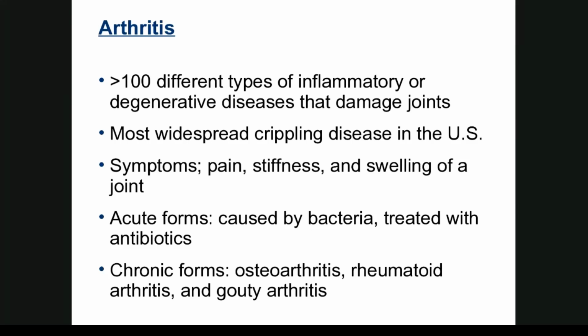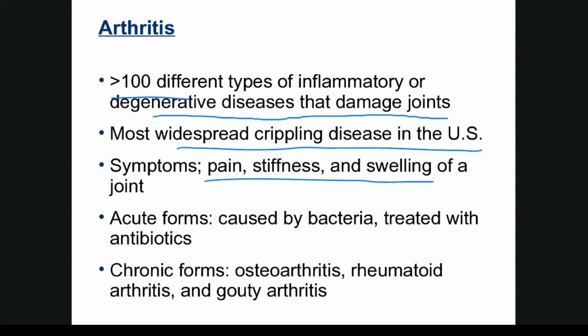Arthritis is caused by, there's many types, 100 different types, but it's a degenerative disease that damages joints. It's the most widespread crippling disease in the U.S. Pain, stiffness, swelling of a joint. Acute forms are caused by bacteria and are treated with antibiotics. Some of the chronic forms we'll talk about: osteoarthritis, rheumatoid arthritis, and gout.